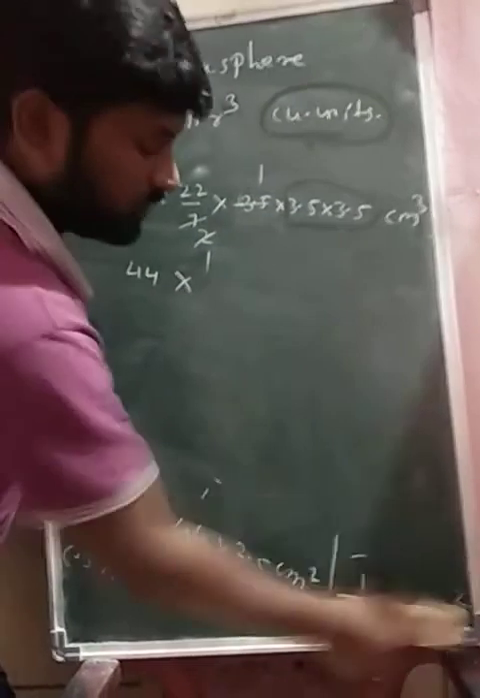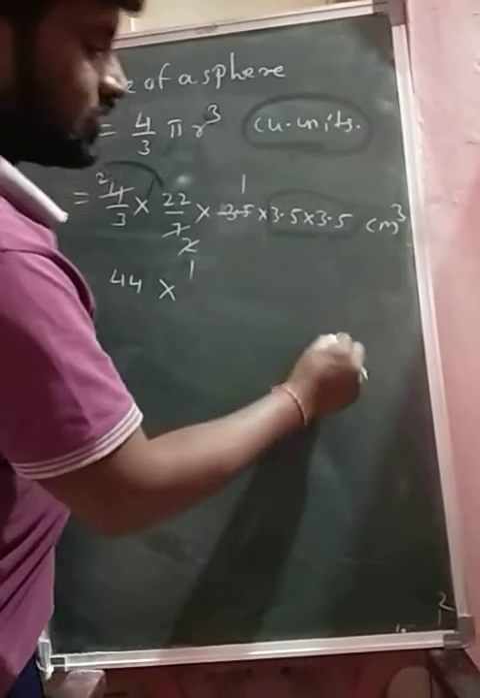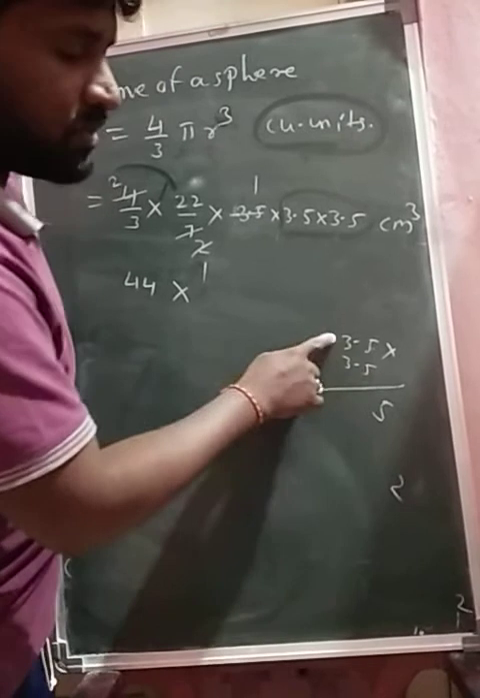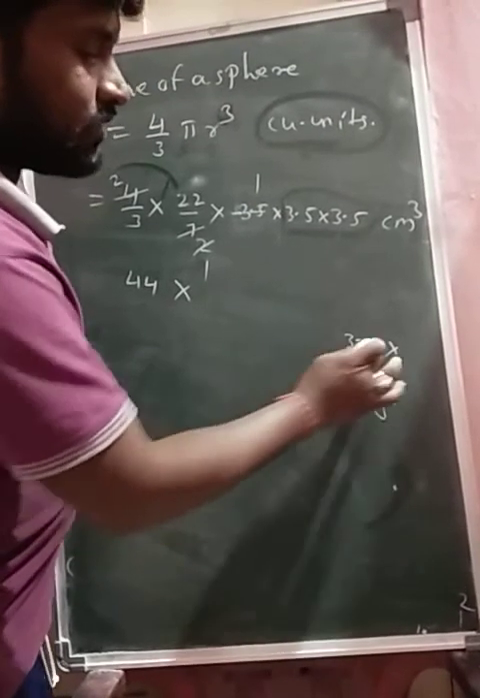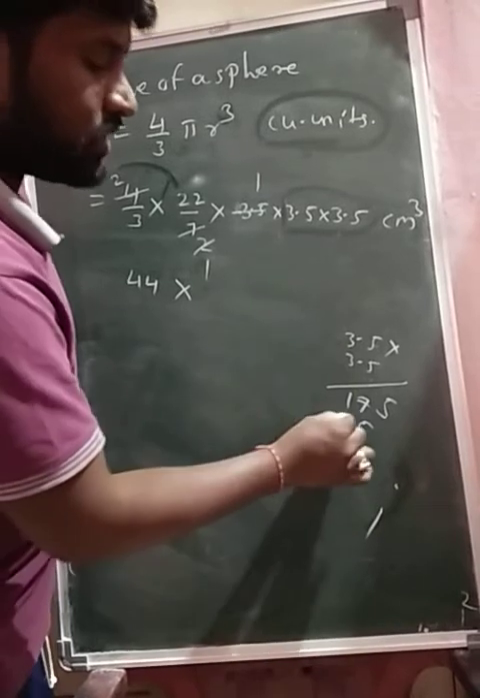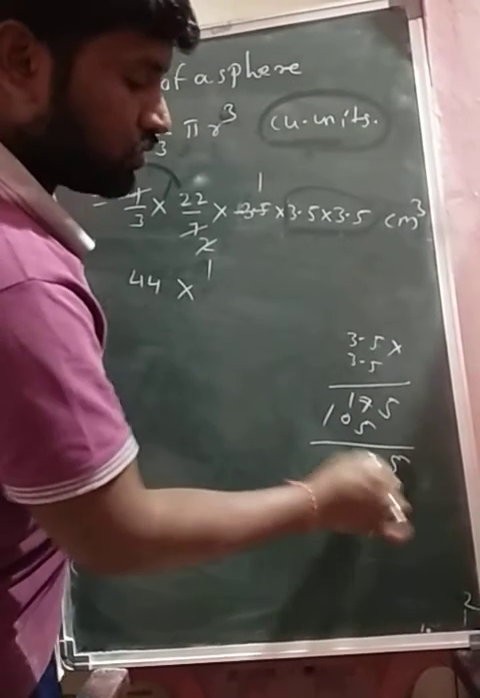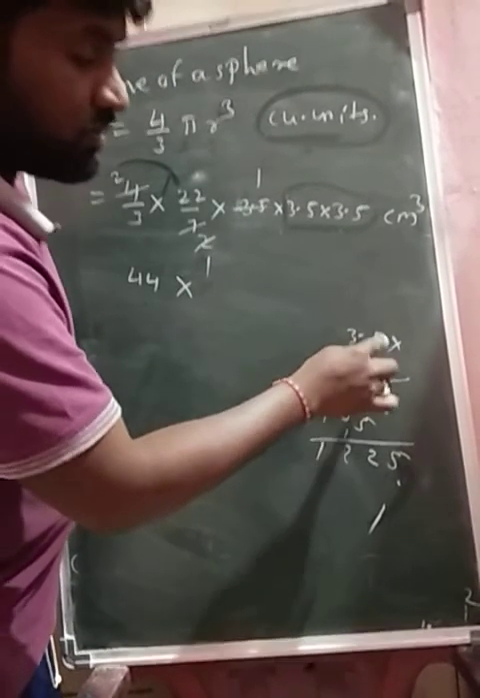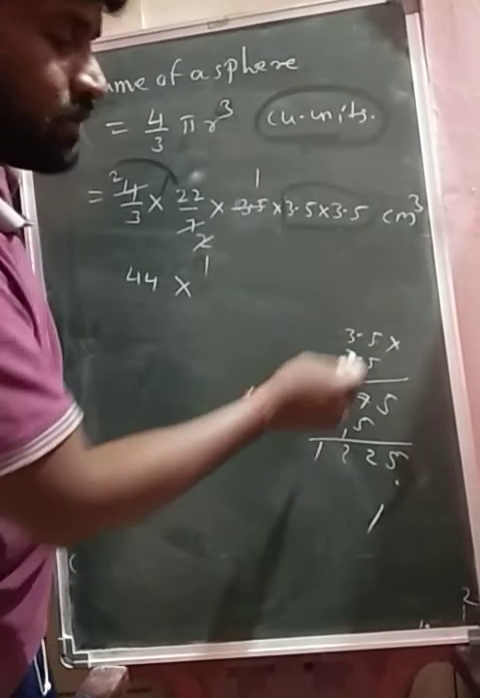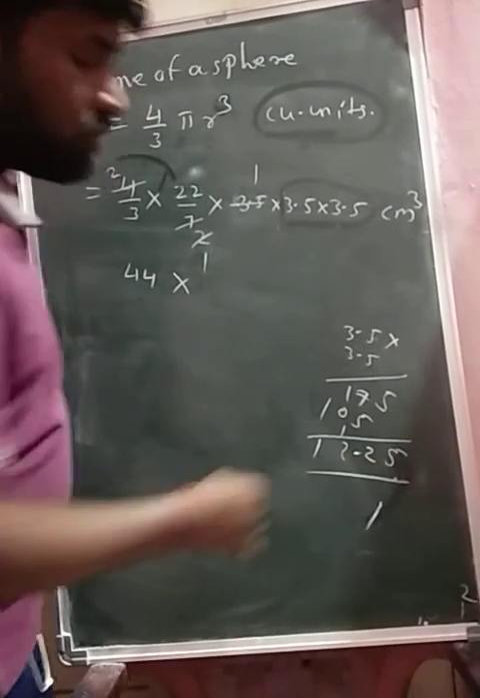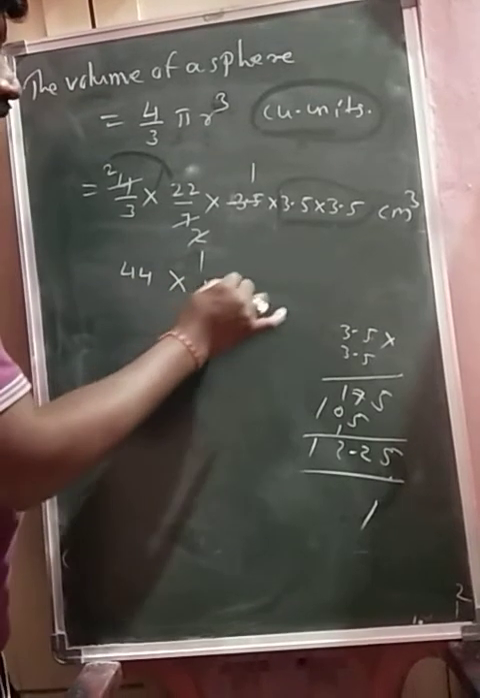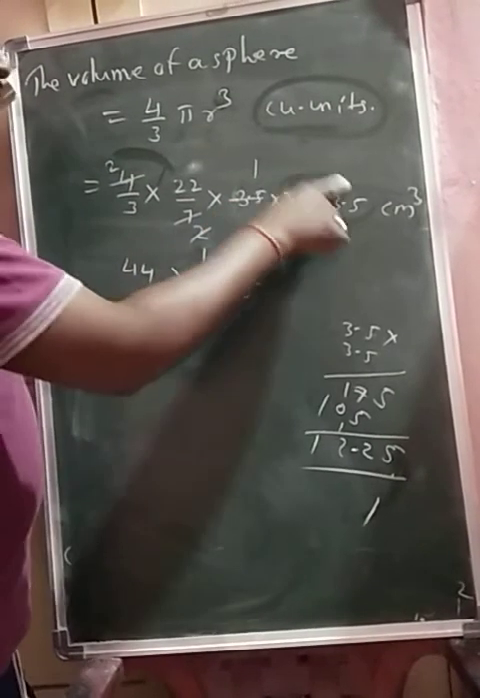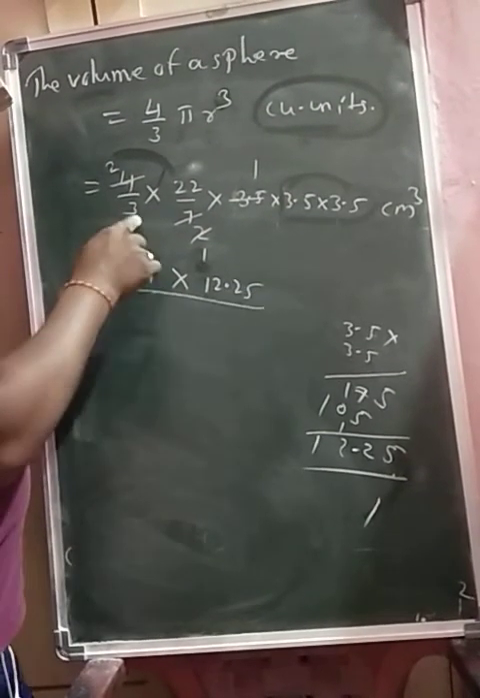You see now, 3.5 into 3.5. 5 5s are 25, 5 3s are 15 plus 2, 17. 3 5s are 15, 3 3s are 9 plus 1, 10. So that is 5 2 1 2 1. Here one decimal place is there, so that is 12.25. Okay, 2 into 22, that is 44, and 3.5 into 3.5 is 12.25, by 3.